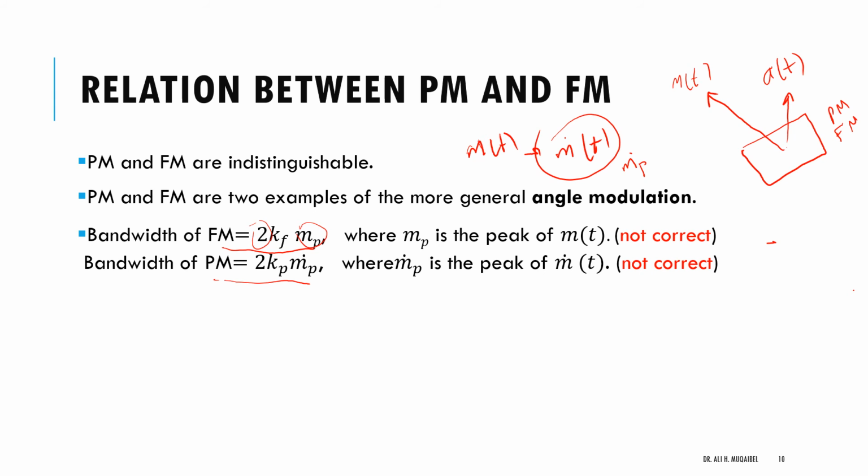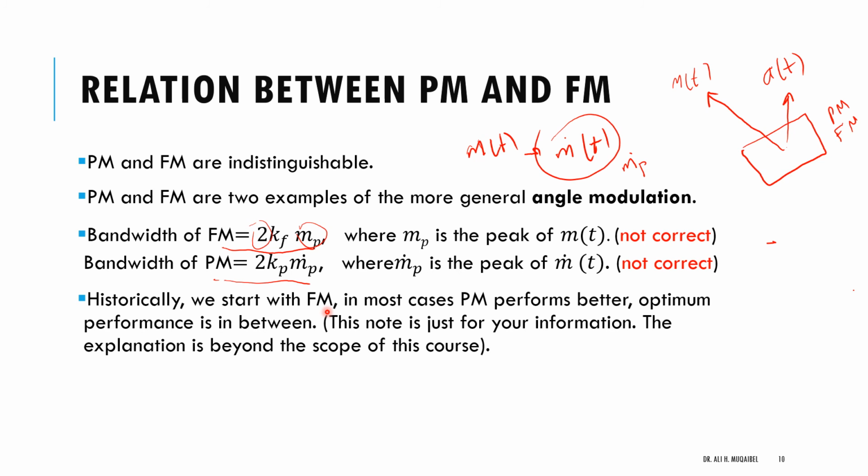Now, those assumptions about the bandwidth, we'll find out that they are not correct. So please do not use this as bandwidth. These are just called frequency deviation. We'll see why in detailed presentations. Now, once more, we have started FM and PM with the objective of reducing bandwidth, but this is not true.